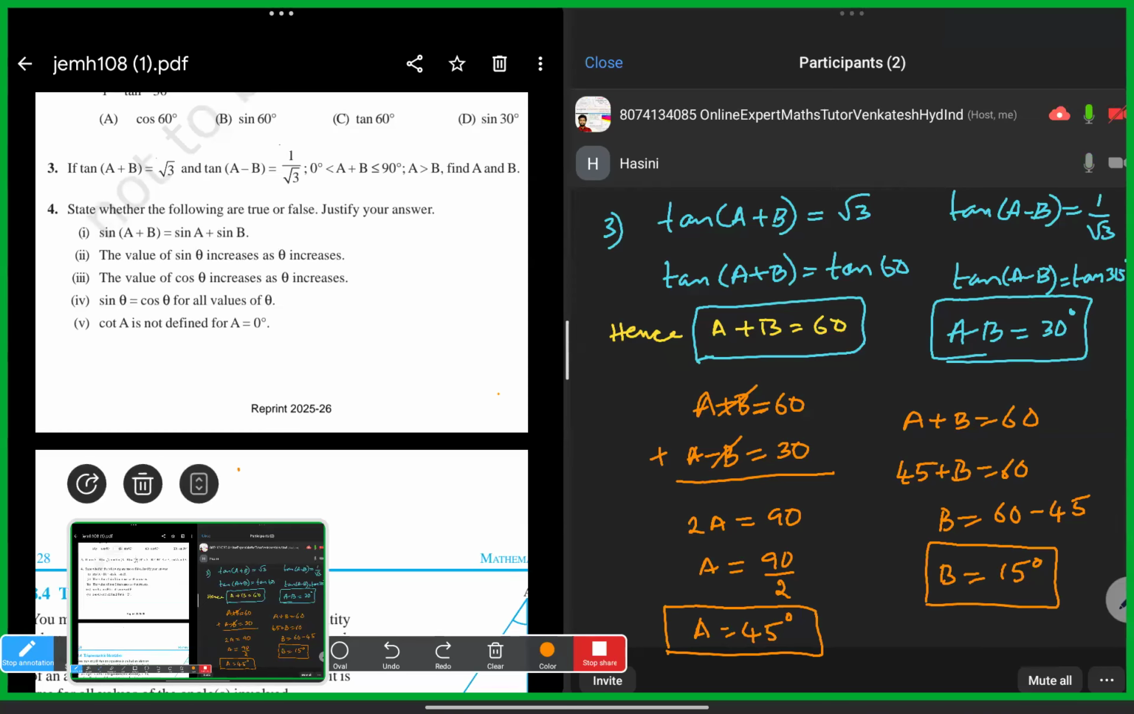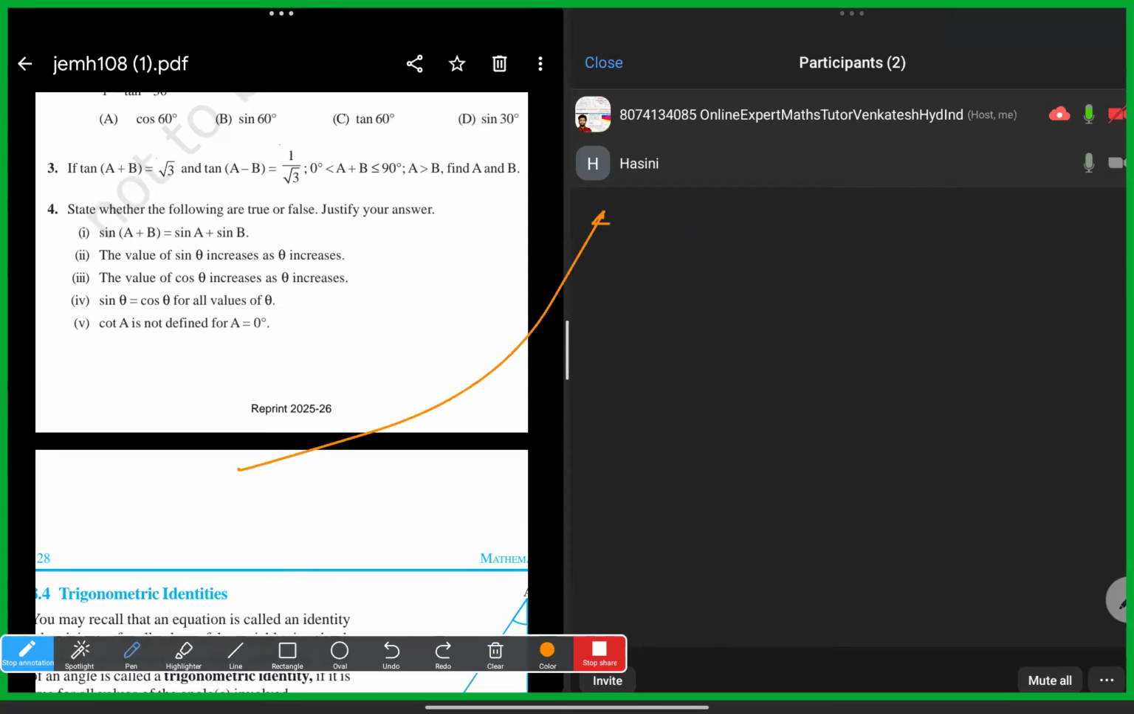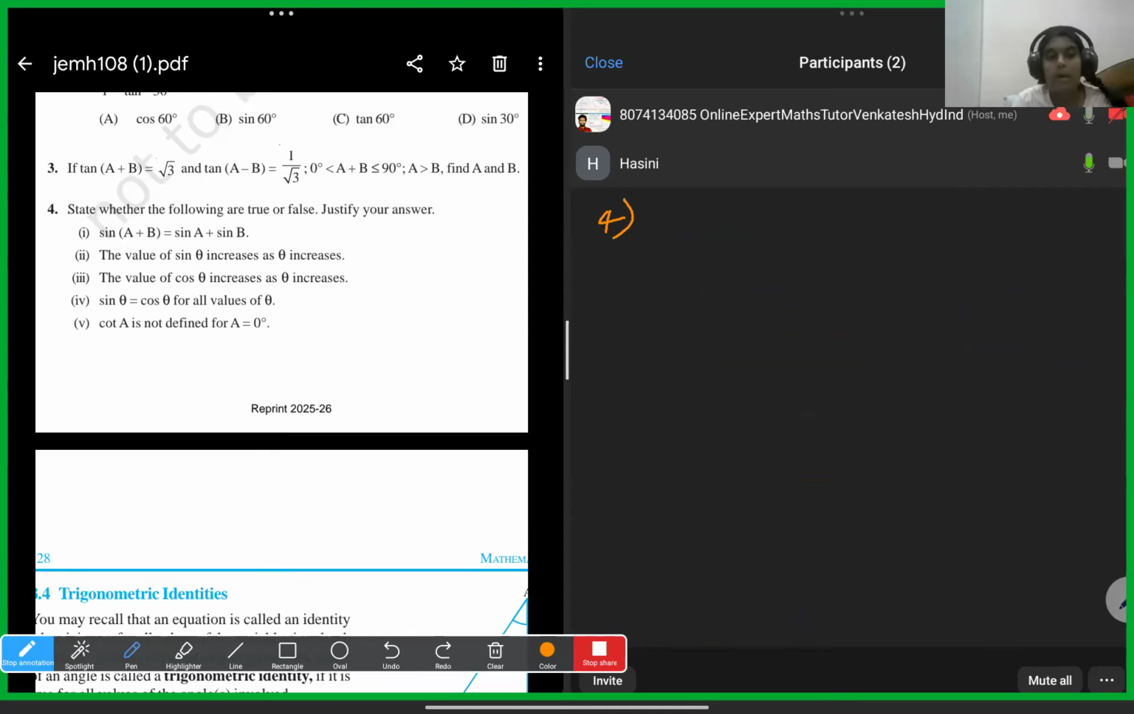Fourth question, Hasni. This is a general understanding one, Hasni. You need to remember, you need to understand the question. So first question, Hasni, once you read it. Main heading: State whether the following are true or false. Justify your answer. First one: sin(a plus b) is equal to sin a plus sin b.